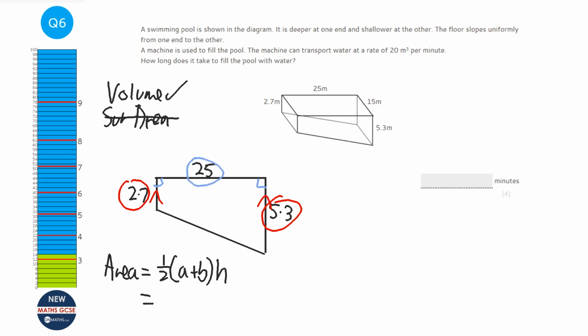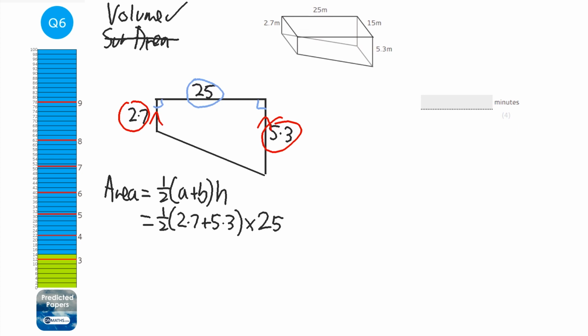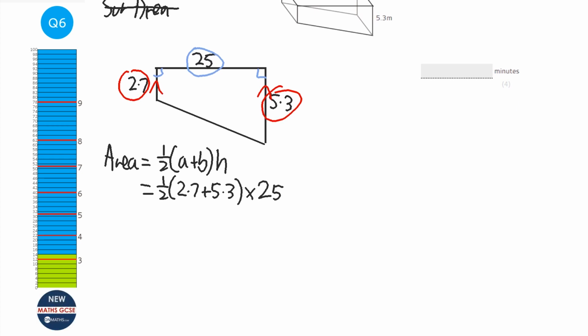And all you're doing is working out the average of the two bases, the 2.7 and the 5.3. Times that by 25. Okay, so we'll crack our calculator out. 2.7, some of you will probably see this straight away. So the first bit comes out as 4, because halfway between 2.7 and 5.3 is 4, and then times 25 is going to be 100. So the area is 100 meters squared.